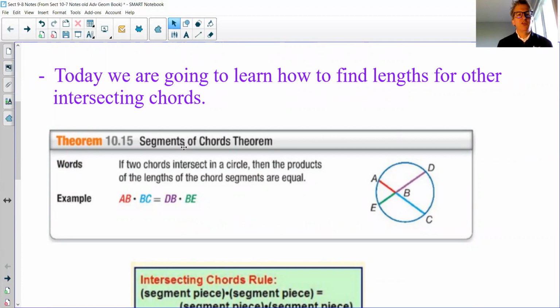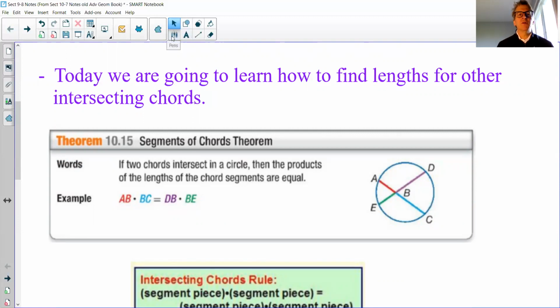This states that if two chords intersect in a circle, then the products of the lengths of the chord segments are equal. So you have your circle here and your two chords that are intersecting. So you have AB times BC is equal to DB times BE.